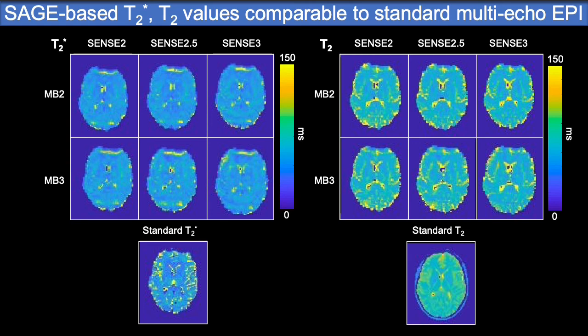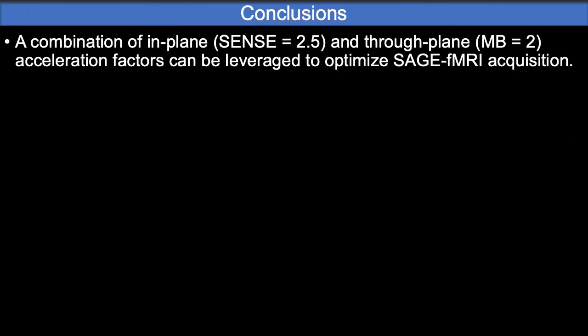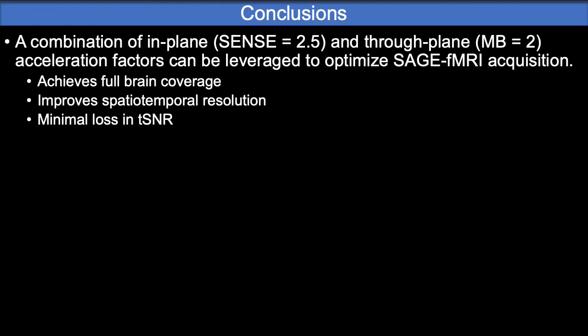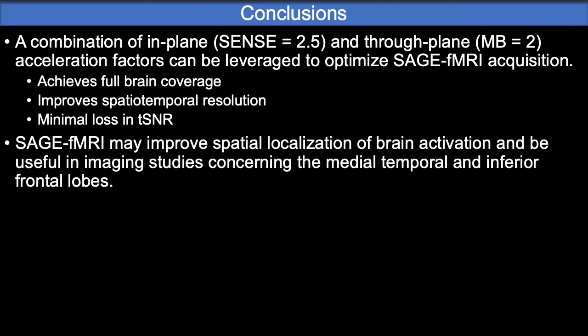Lastly, we did compare our T2* and T2 SAGE-based maps to standard maps for T2* and T2 and found that the values were comparable. In conclusion, a combination of in-plane and through-plane acceleration factors can be leveraged to optimize SAGE fMRI.